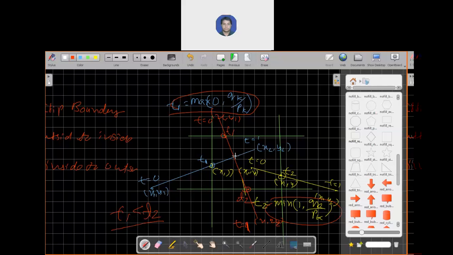When this line is intersecting two boundaries, then with the two points t1 and t2, t1 should always be less than t2, because you reach this point earlier than this one, so the value of this t should be less than this.